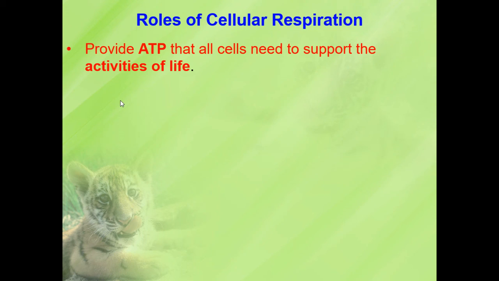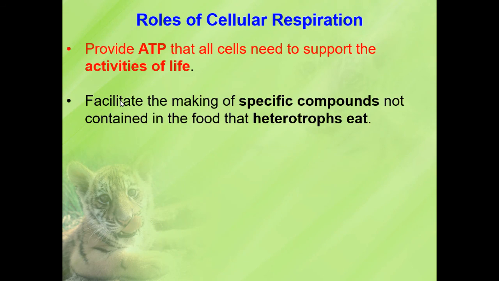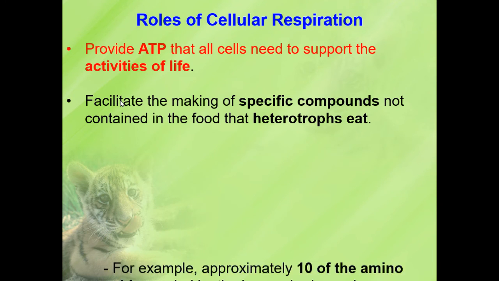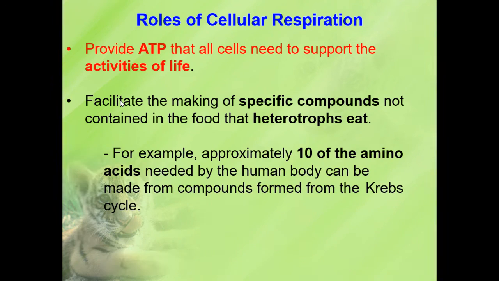The role of cellular respiration is to provide ATP that all cells need to support the activities of life, and to facilitate the making of specific compounds not contained in the food that heterotrophs eat. For example, approximately 10 of the amino acids needed by the human body can be made from compounds formed in the Krebs cycle. So you're not going to get those amino acids by eating something.